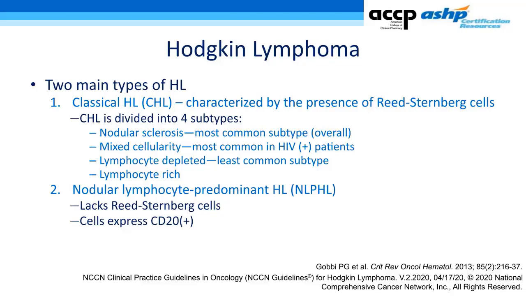The second subtype is called nodular lymphocyte predominant Hodgkin's lymphoma, which lacks those Reed-Sternberg cells, and very interestingly, often expresses CD20 positive. So these patients may be candidates for rituximab.